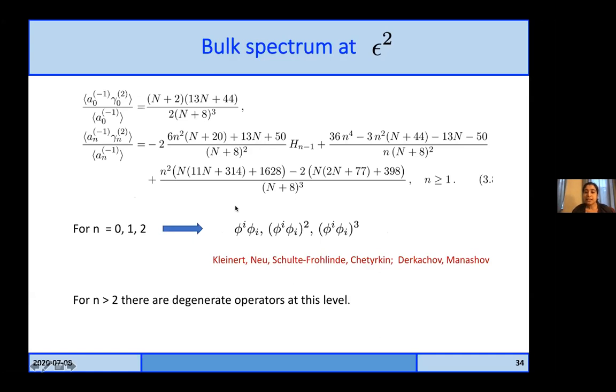So it implies that for n equals 0, 1, and 2, there is no mixing, and the anomalous dimensions are exactly those of the operators that we got. But for n greater than 2, these results don't match with theirs. So it implies that what we get is actually the average anomalous dimension. And at this level, we have to solve the mixing problem if we want to proceed further. So it would be good to see how to disentangle these operators using some bootstrap technique.